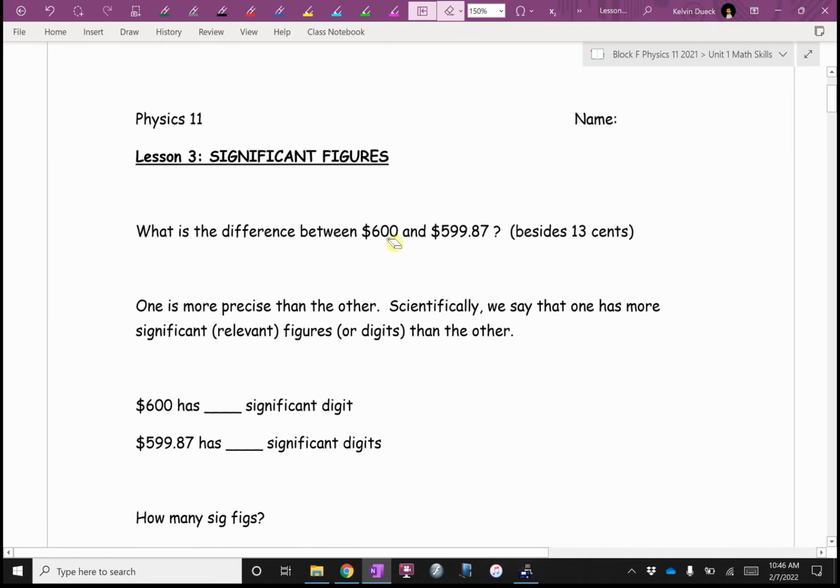What's the difference between $600 and $599.87, besides the obvious, well, there's 13 cents difference? One value is more precise than the other. Scientifically, we say that one has more significant or relevant figures or digits than the other. There are rules for sig figs, but it's much easier if first I do a bunch of examples, have you spot the pattern, and then I'll give you the rules.